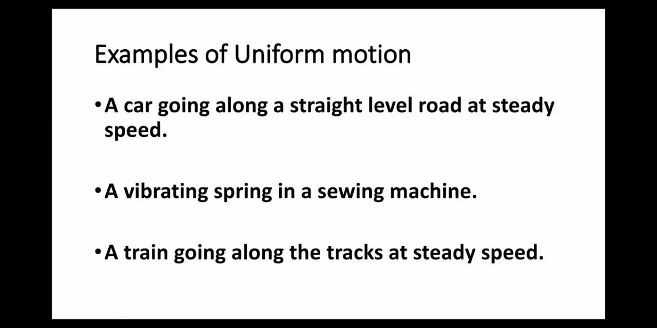And what are the examples of uniform motion? A car going along a straight level road at steady speed. A vibrating spring in a sewing machine. A train going along the track at steady speed. These are the examples of uniform motion.